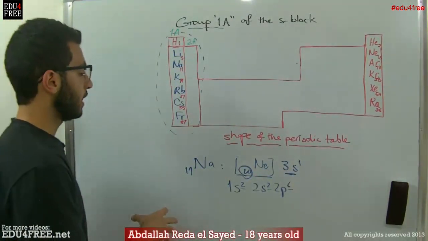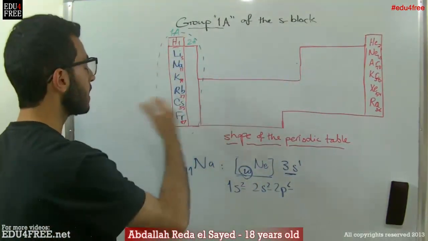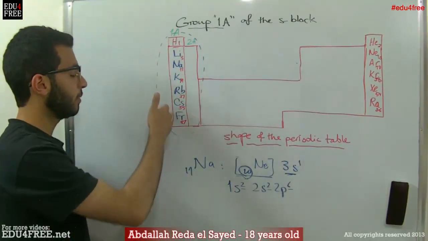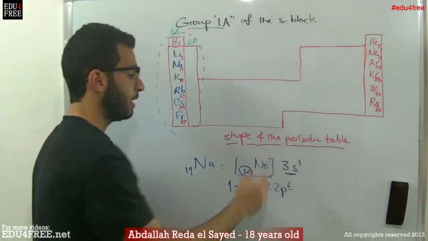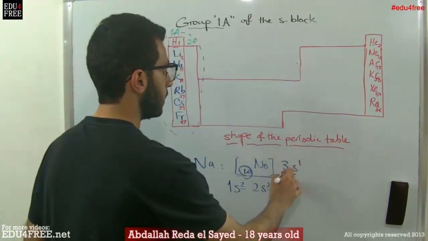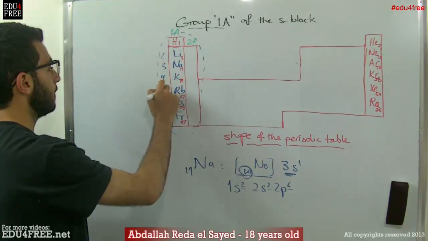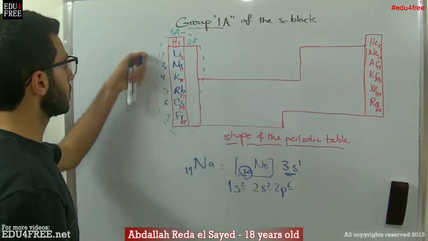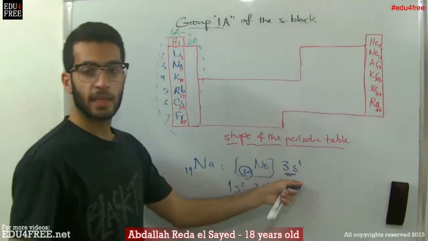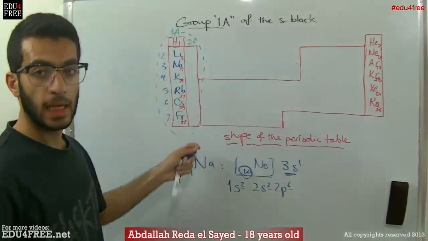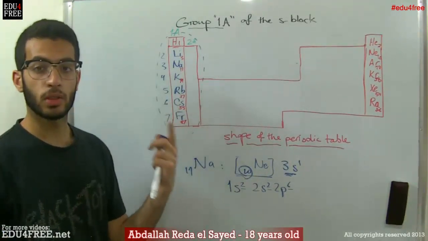So basically, you just plug in the inert gas that comes just behind the element that you want to write the electronic configuration for, and then you type the orbital number by adding up one. So here we have 2, 3, 4, 5, 6, 7. We notice that this is the number of the period in the periodic table. And add an s1 because this is group 1A and in the S block, so of course it ends with an S orbital that carries only one electron.